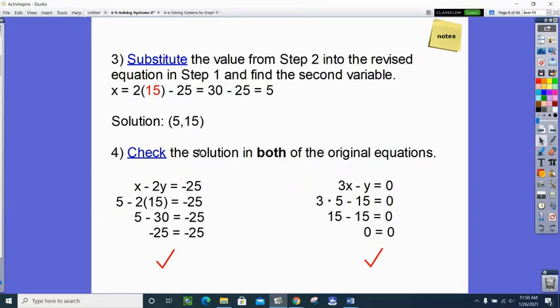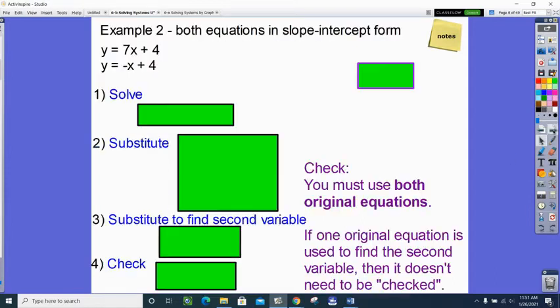So I'm going to check it in both equations, and remember to always use the original, so not the one that I monkeyed with. So I'm going to put the 5 and the 15 in this equation, and I'm going to put the 5 and the 15 in this equation. Number one mistake, to put them in for the wrong variable. I do the math, and it works, and so I know that those two lines meet at 5, 15. That's called substitution.